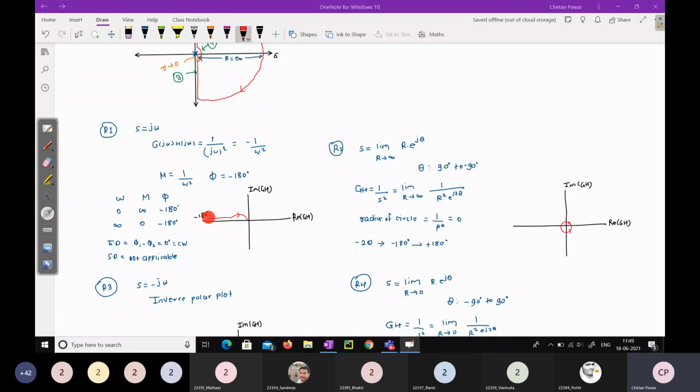So at omega is equal to 0, magnitude is infinite. That's why I'm starting the polar plot like this. Okay, and phase is minus 180 degree. This is a minus 180 degree line, right? So I'm starting the polar plot from here.